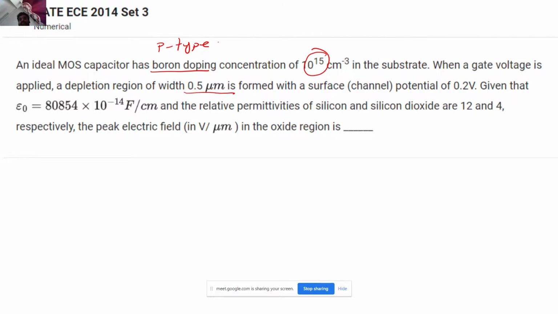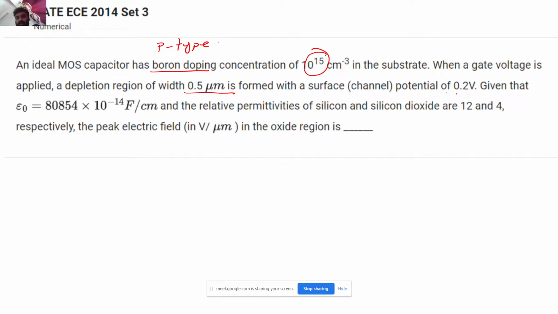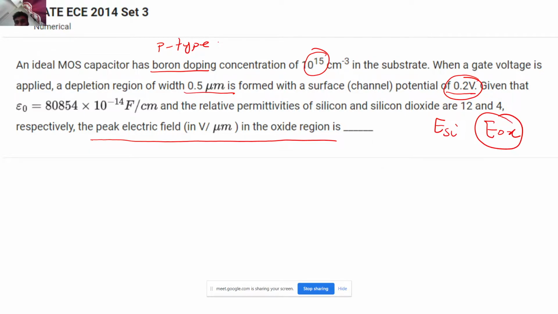They have also given us the surface potential of 0.2 volts, right? Given that the permittivity of free space is this and the relative permittivities of silicon and silicon dioxide are given, what they are asking is the peak electric field in the oxide region, right? So one is ESI and one is EOX, and what they have asked is EOX, correct?